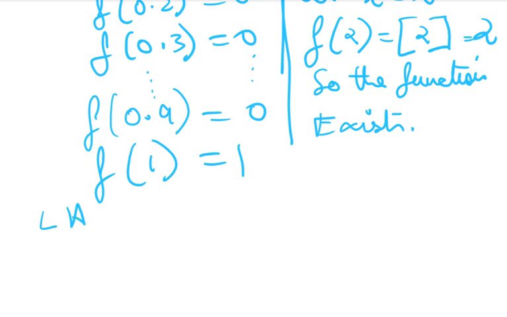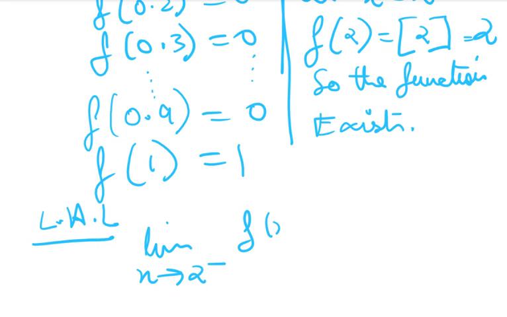So the left hand limit, we'll find the left hand limit. What is the left hand limit? Simply at 2 will be limit x tends to 2 negative f of x. Now you need to understand, when it is limit x tends to 2 negative, that means the graph is approaching from the negative side. That means you are going to get all the values that are less than 2.